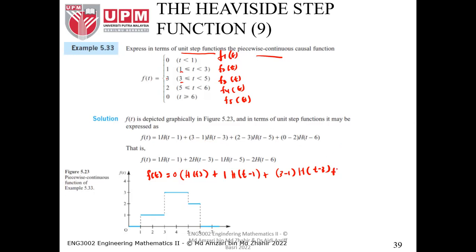Then plus the next function, 2 minus 3. This is your function f(t), times H of what is your t, t minus 5. The previous one will become 5. Then plus the final one, your function is 0 minus 2, times H(t minus 6).